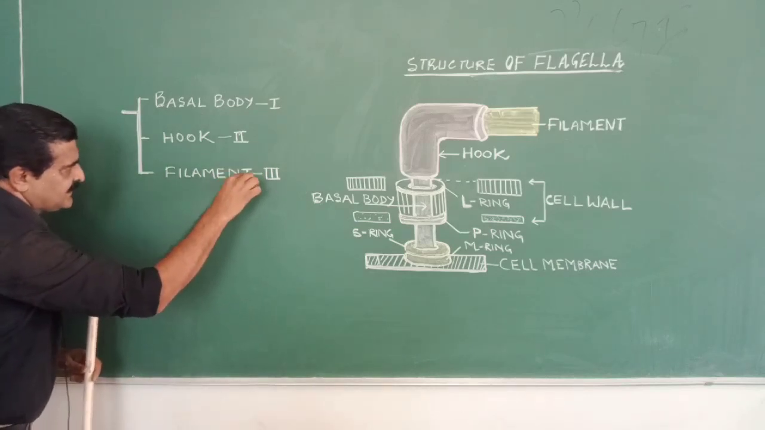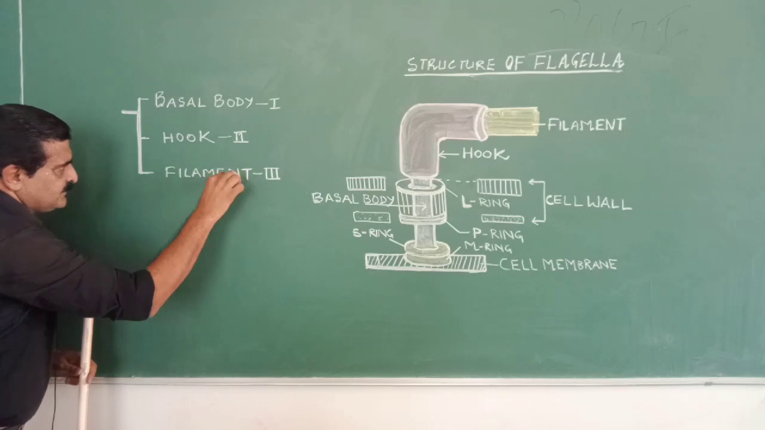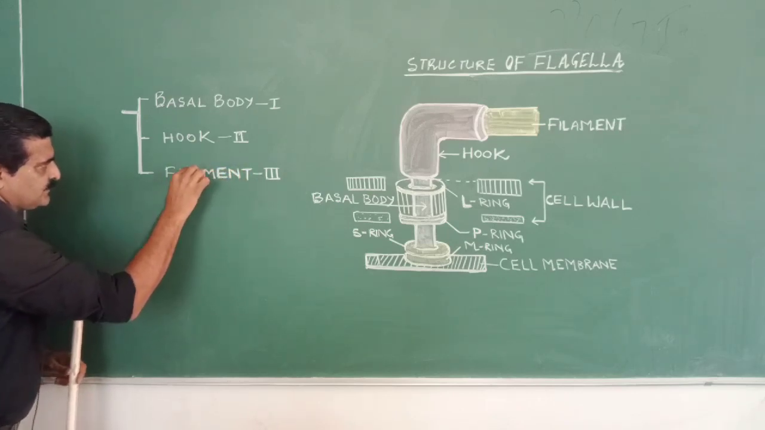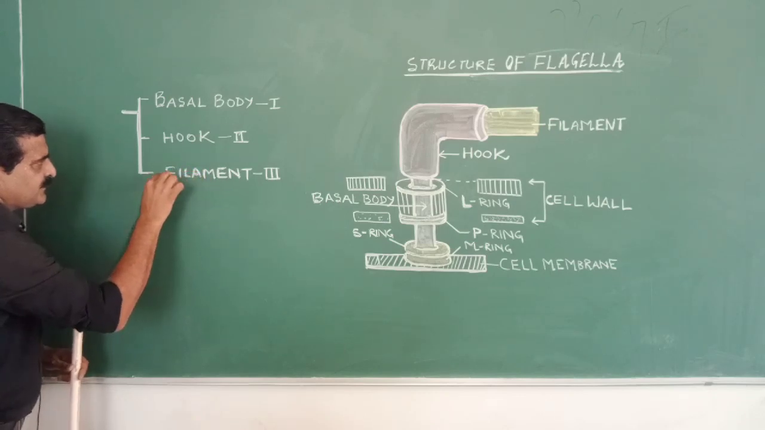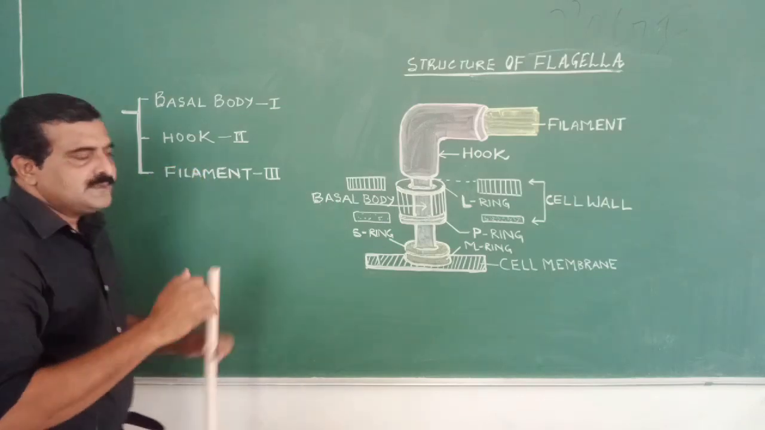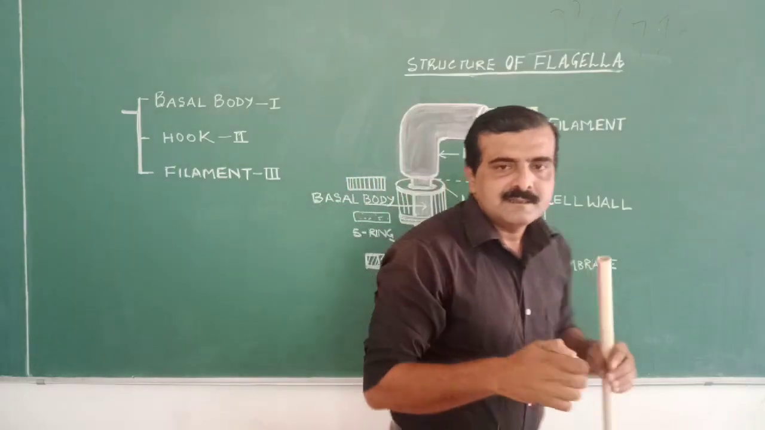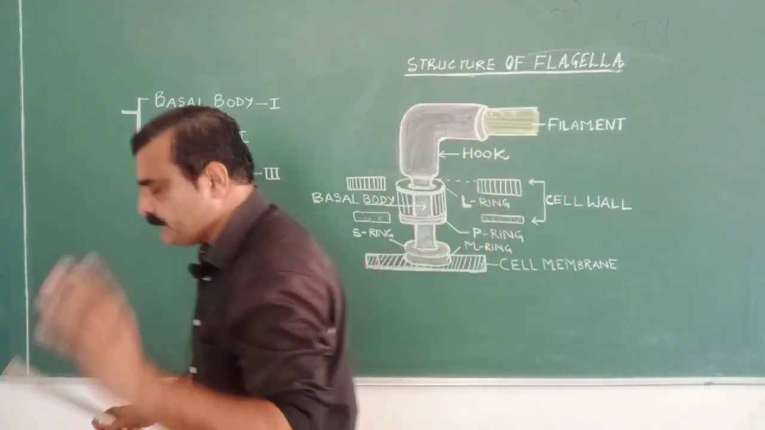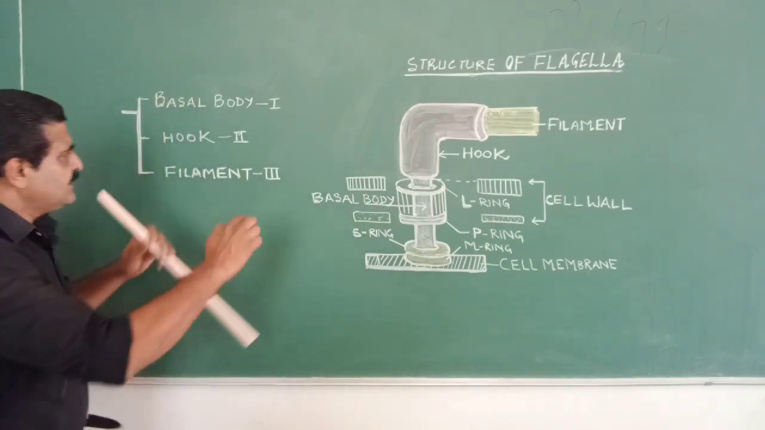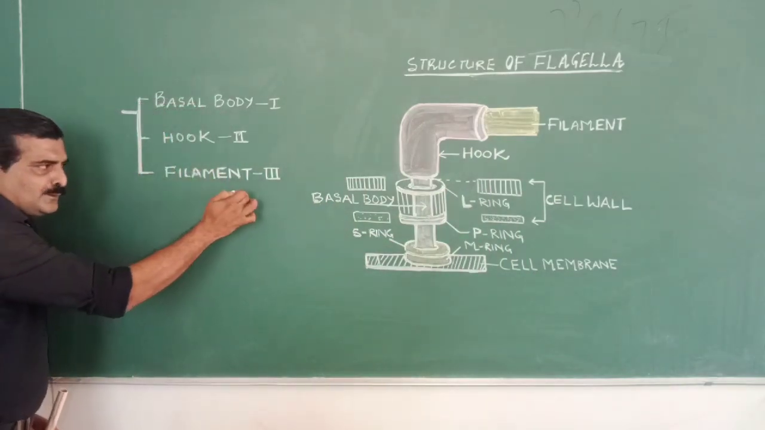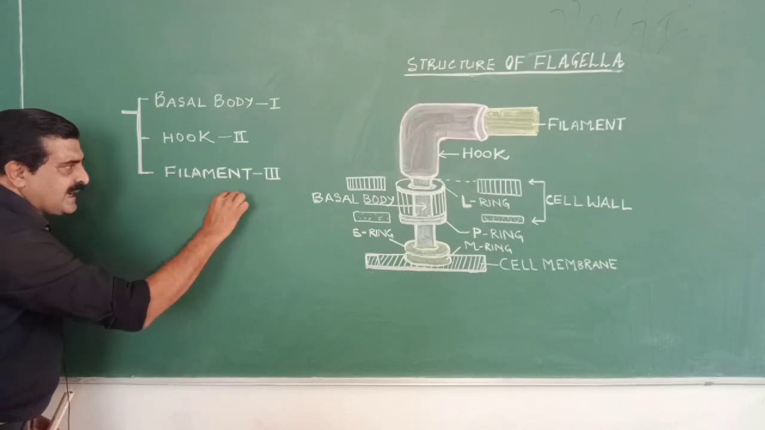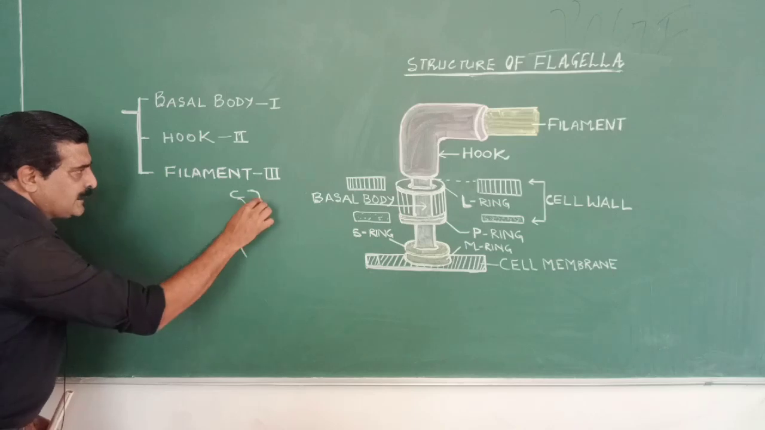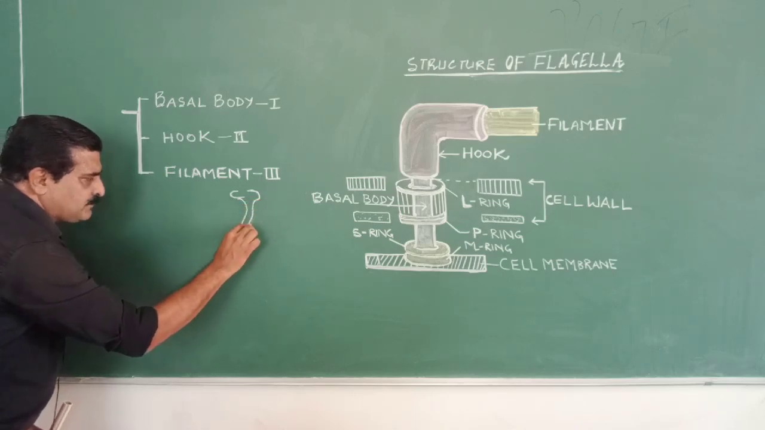This is the third part, filament. Now we are going to discuss filament. In case of filament, this filament is a cylindrical hollow structure. The first point, it is a cylindrical hollow structure, meaning that if this is the basal body, now with the help of the hook, the basal body connects to the filament.